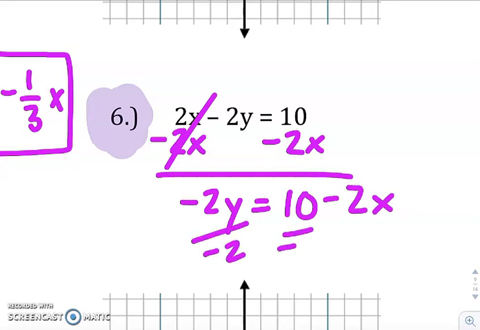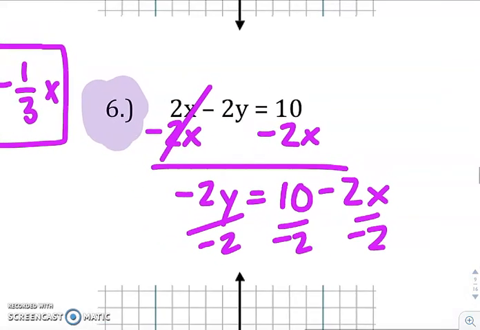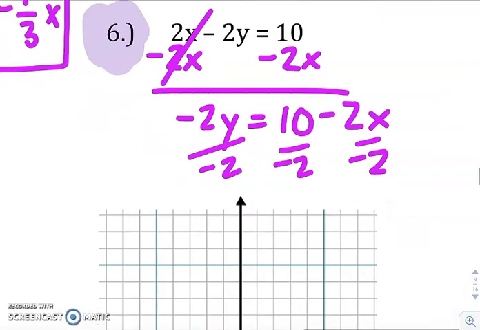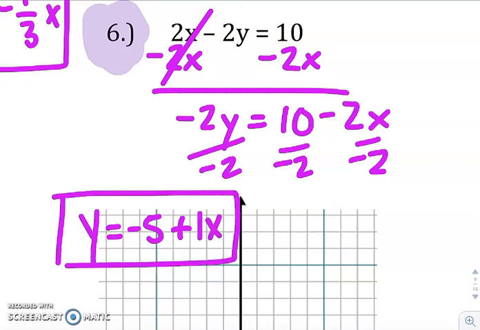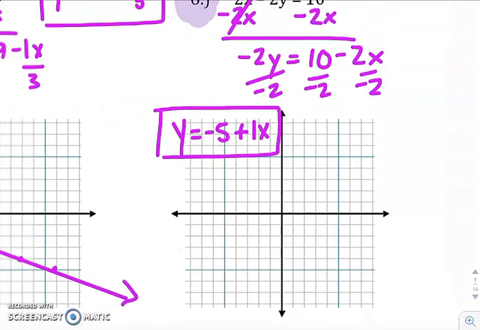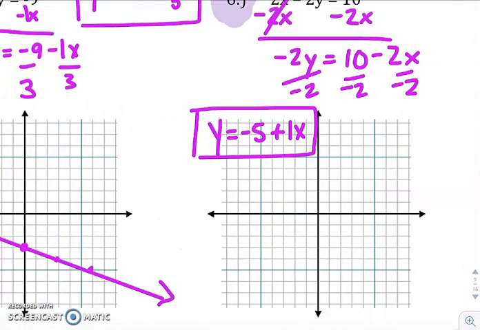And then we'll divide every single thing by -2. So -2 divided by -2 leaves you with just y. Equals 10 divided by -2 is -5. -2 divided by -2 is a positive. So plus x or plus 1x. That's what you guys will graph. So we'll start at -5. And we're going up 1 over 1 for that slope.